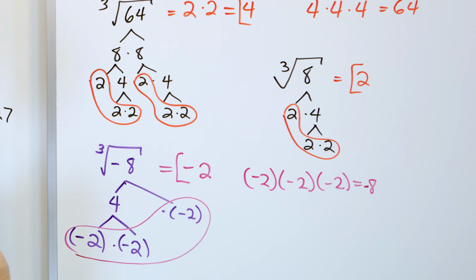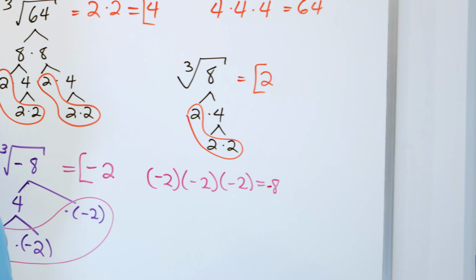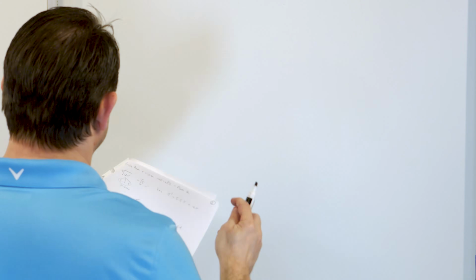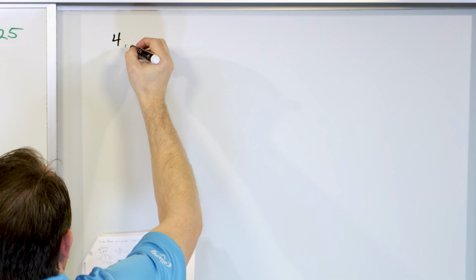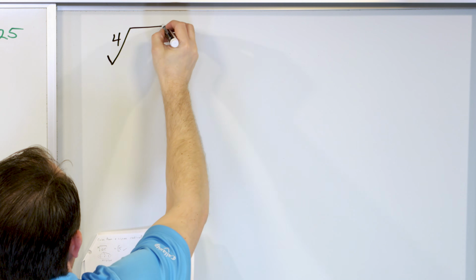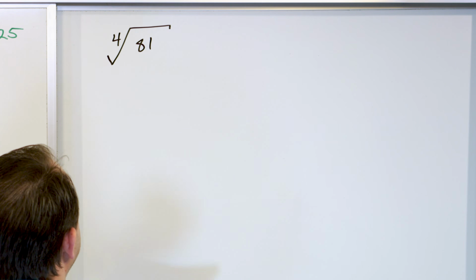Bottom line is I'm trying to drill it in a lot. You can and you will be taking cube roots of negative numbers. All right, let's take a look at the fourth root. This is different. The fourth root of 81. How do we handle that?